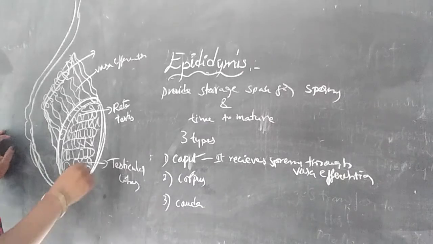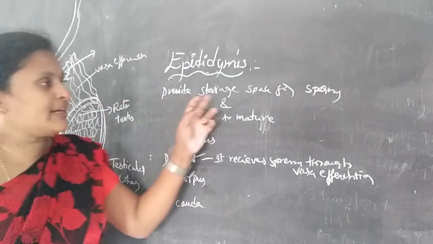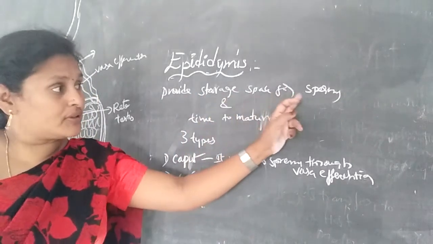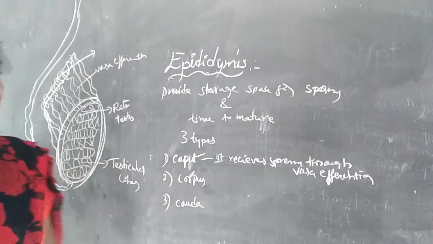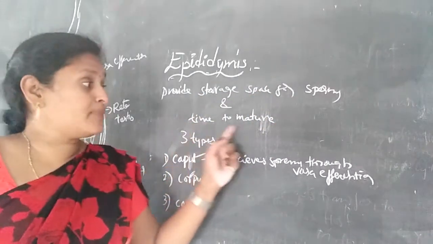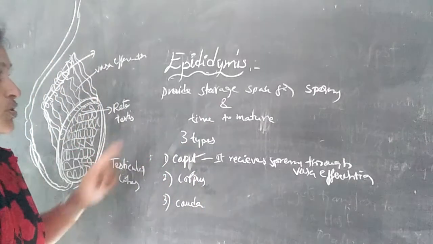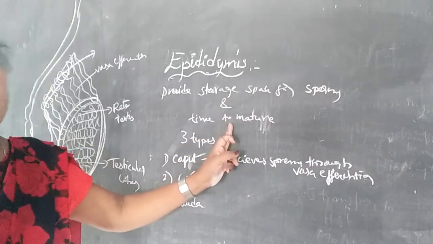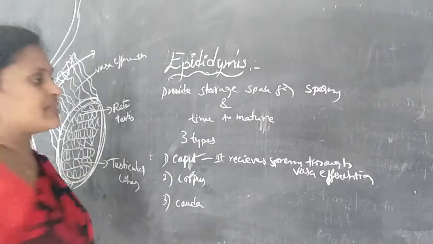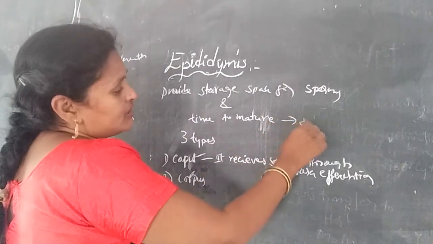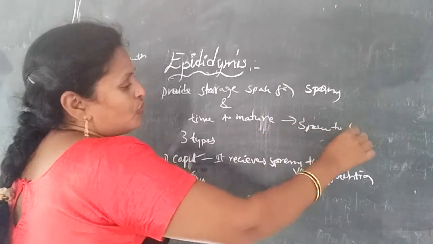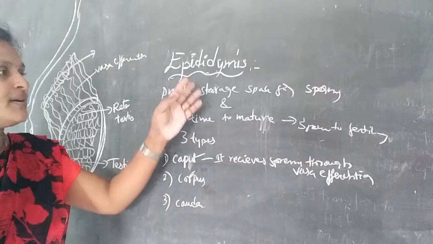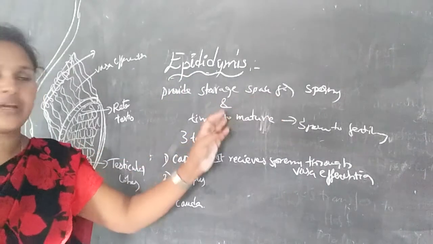Okay, next, the epididymis. What is the epididymis? It provides a storage space for sperms and time to mature. After the mature stage, the sperms are released and used for fertilization. So the epididymis is the storage space for the sperms and time to mature.